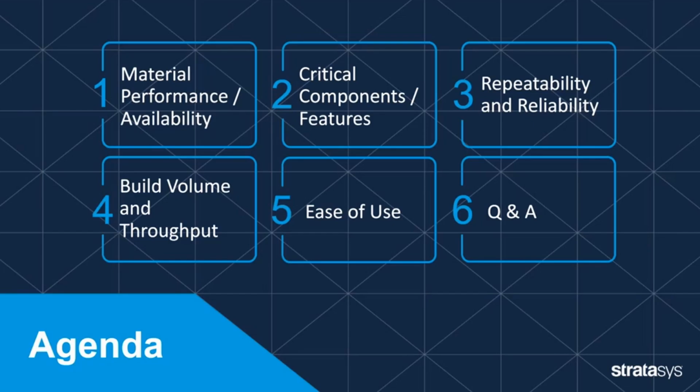Third is repeatability and reliability. End-use parts, which are normally in composites, require a higher level of printed part requirements. The fourth topic is build volume and throughput. So how many parts do I need to produce and what can I produce? The fifth topic is ease of use. Does it take an expert to produce carbon fiber parts, or are the printers easy to use? And then lastly, we'll have the question and answer.